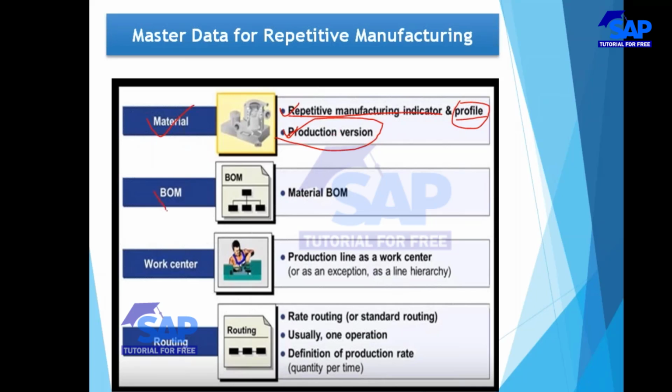Then once that is done, we'll be creating the bill of material, a material BOM. Then we'll be creating the work center. The work center in repetitive manufacturing is called a production line. The reason is that all work centers and all machinery are clubbed together, and you'll be creating a single work center, which is called the production line. We will see all these things in the system.